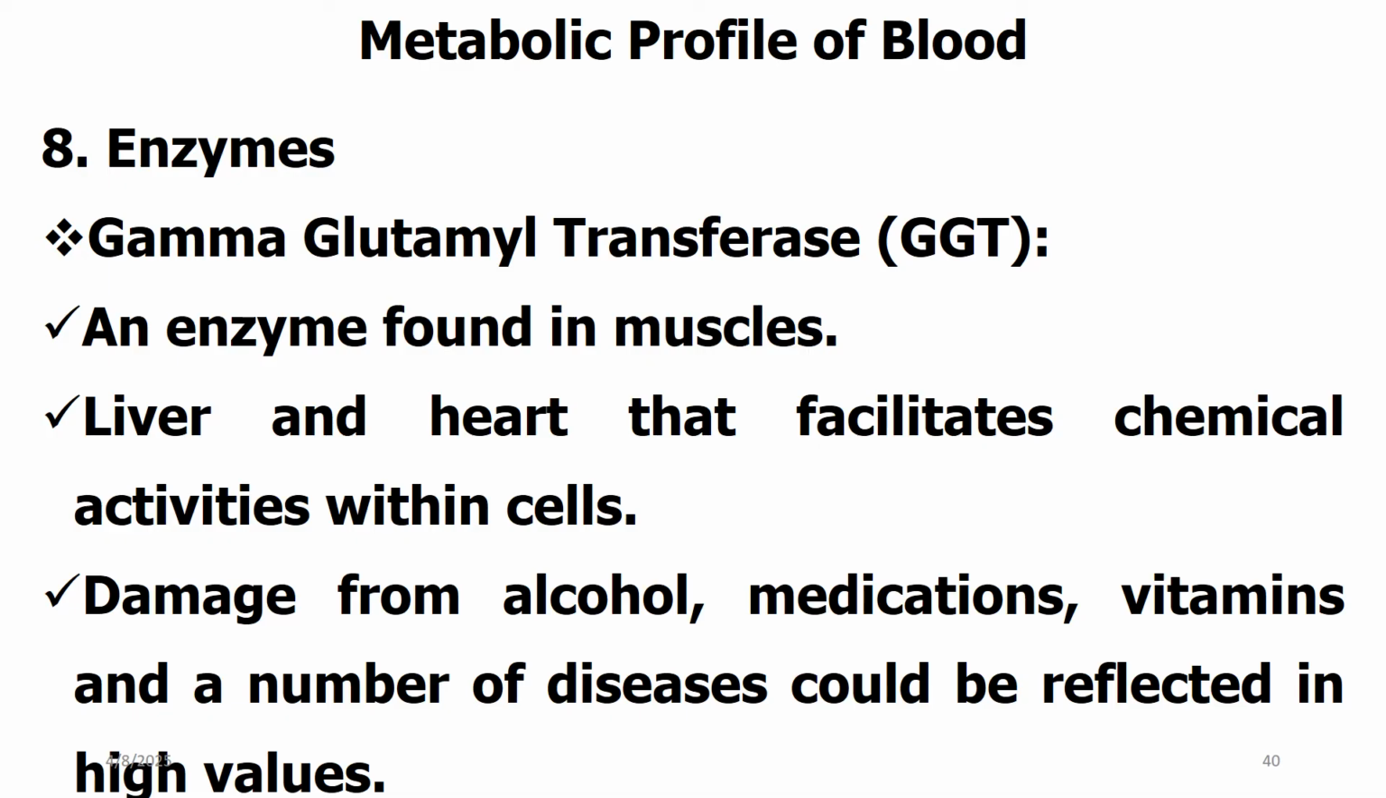We have gamma glutamyl transferase, GGT. It is an enzyme found in muscle, liver, and heart, and facilitates chemical activities within the cells. Damage from alcohol, medications, vitamins, and a number of diseases could be reflected in high values.